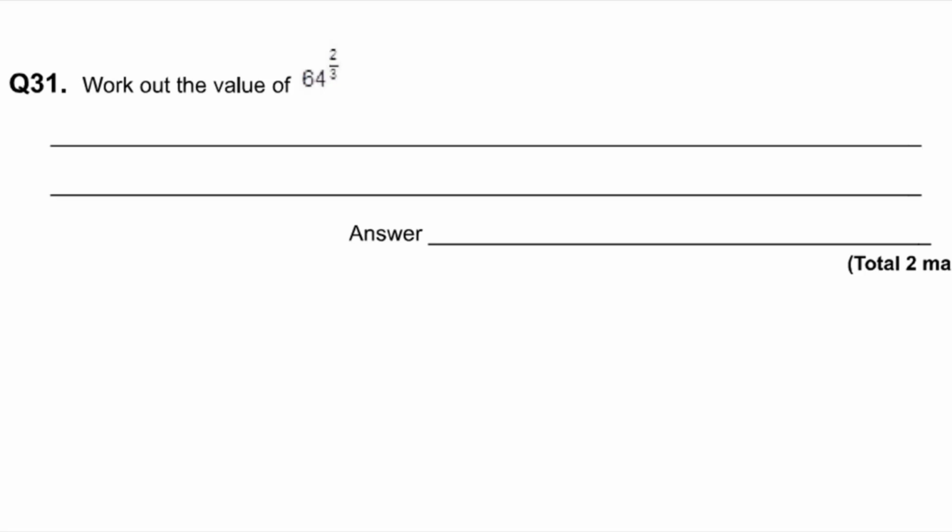Question 31, work out the value of 64 to the power of 2/3. Again, I'm going to treat these as two separate operations. I'm going to find the cube root and then I'm going to square my answer. So what is the cube root of 64 then squared? Well, the cube root of 64 I know is 4, because 4 times 4 is 16, times 4 is 64. So that's going to give me 4, and then 4 squared, that's 16 then, isn't it?